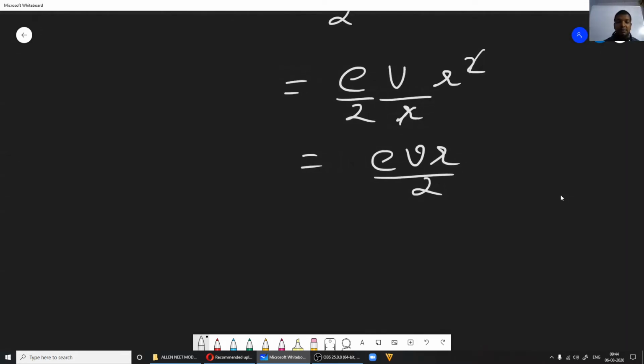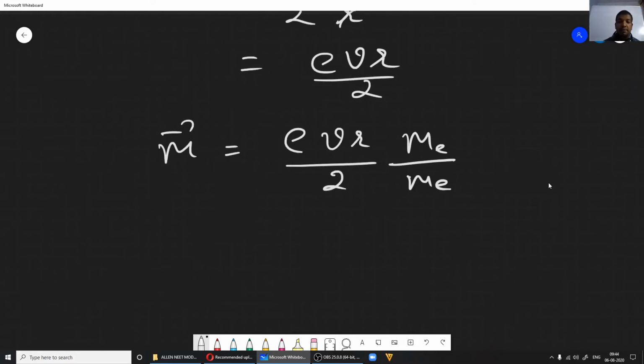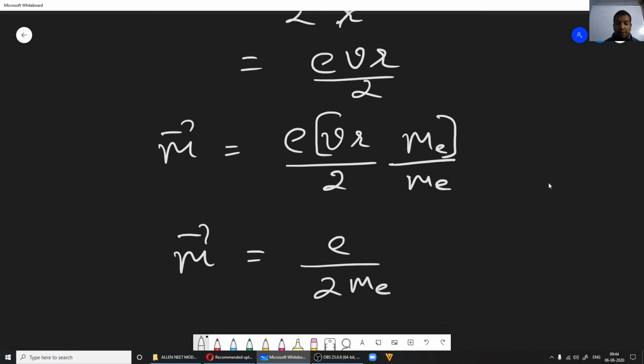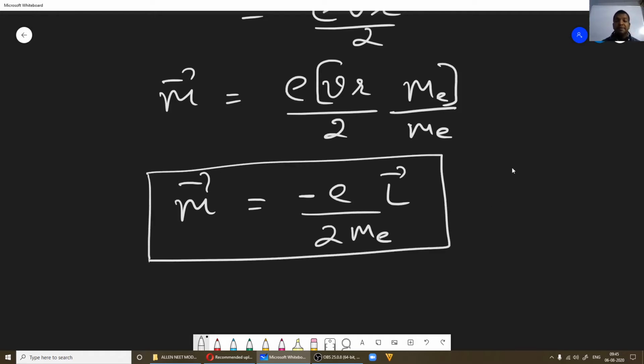Now somehow we have to bring in the concept of angular momentum. For that, let us multiply and divide by the mass of the electron. So this m_e v r we can write as e divided by 2 m_e into L. Since you have vectors on the LHS and RHS, you will assign a negative sign. It only tells you that the magnetic moment and angular momentum are in opposite directions in this particular scenario.